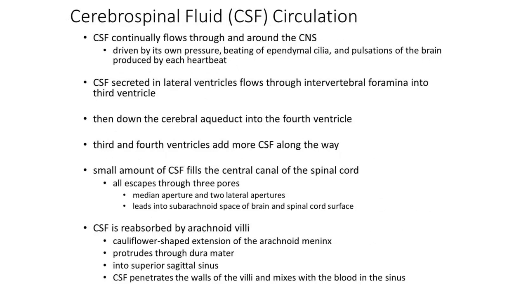Your CSF continually flows through and around the central nervous system. This is driven by pressure and the beating of the ependymal cilia. And there are also pulsations in the brain that are actually from your heartbeat. The CSF is secreted in the lateral ventricles and flows through the interventricular foramina into the third ventricle. It then flows down the cerebral aqueduct into the fourth ventricle. The third and the fourth ventricles add more CSF as it goes through along the way. So it's a continual addition. And a small amount of the CSF fills the central canal of the spinal cord. And then the CSF is reabsorbed by the arachnoid villi.